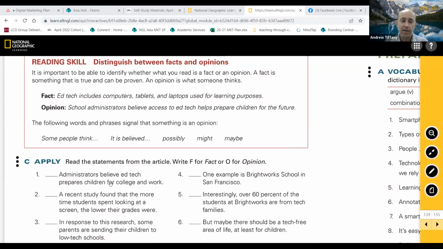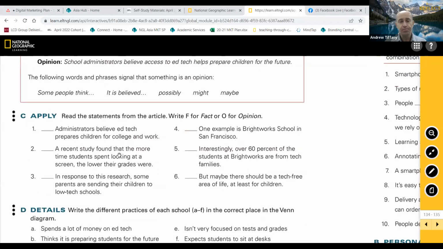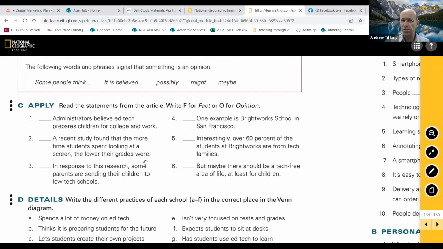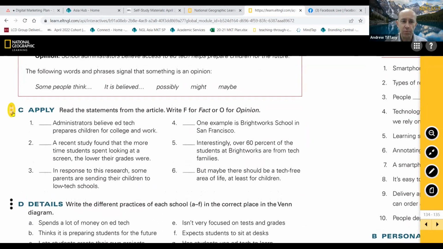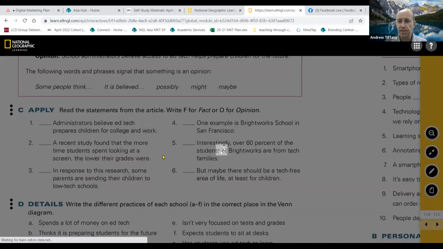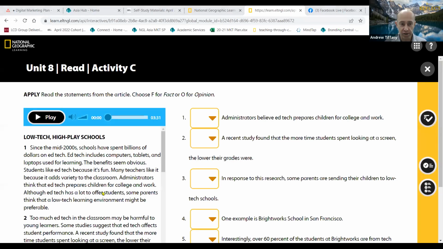But then we could talk about the different sorts of language that goes on here. So we could look at this with, as teachers, you already kind of know this, right? But if we look at C here and we just say, okay, which of these are facts and which of these are opinions? Let's do this really quickly. And we can teach our students to look at the words. Now, obviously the article is here, but we don't need to go through it. So if we say here, administrators believe EdTech prepares children for college or work, is that a fact or an opinion? Which one is it? And how do we know?